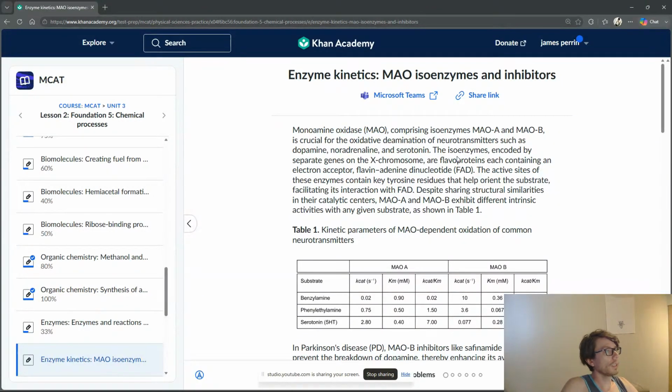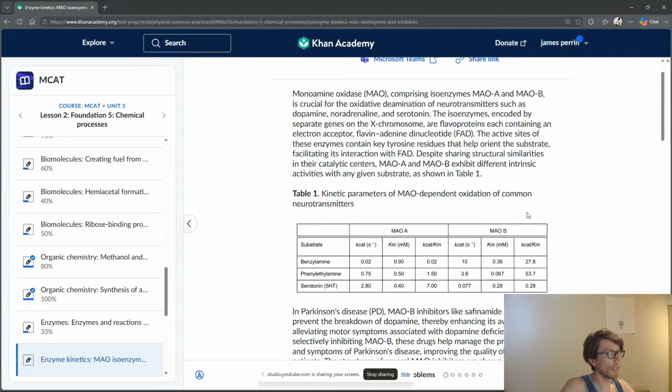The isoenzymes encoded by separate genes on the X chromosome are flavoproteins, each containing an electron acceptor, flavin adenine dinucleotide, FAD. The active sites of these enzymes contain key tyrosine residues that help orient the substrate, facilitating its interaction with FAD. Despite sharing structural similarities in their catalytic centers, MAO-A and MAO-B exhibit different intrinsic activities with any given substrate, as shown in Table 1.